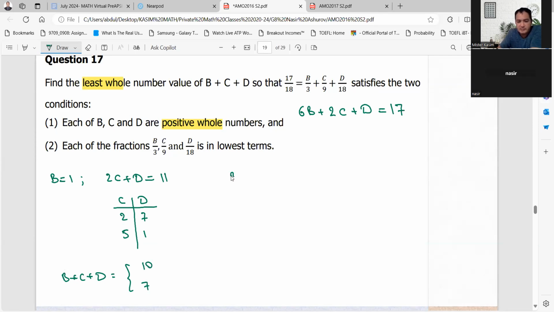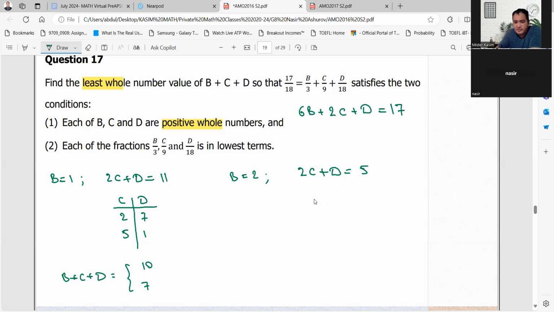And the second case is B equal to 2. If B is equal to 2, then 2C plus D should be equal to 5, right? If C is 1, D is 3, so it cannot be 1. It's 2, right? If C is 2, then D should be equal to 1. So at that time B plus C plus D will be 5. Since it's asking for the smallest possible value of this sum, the answer is 5.